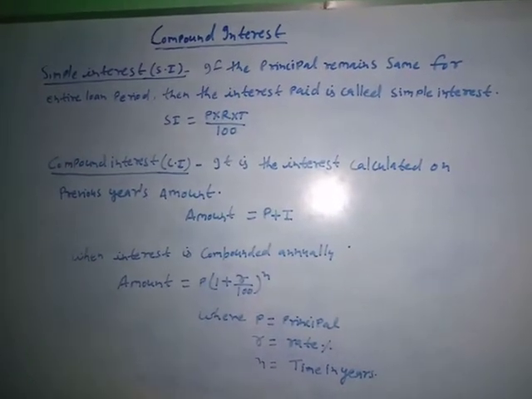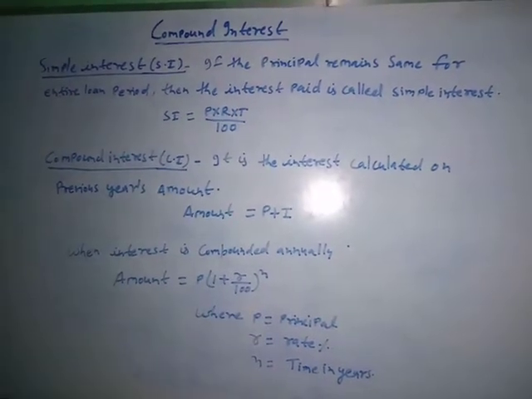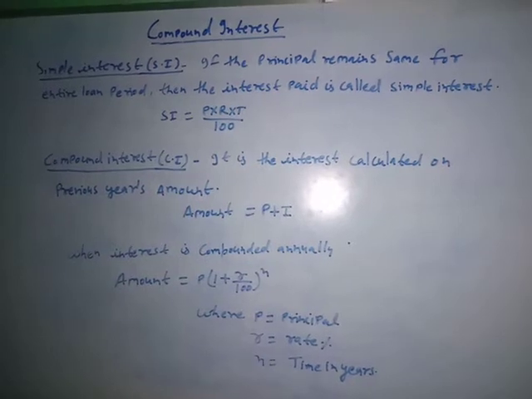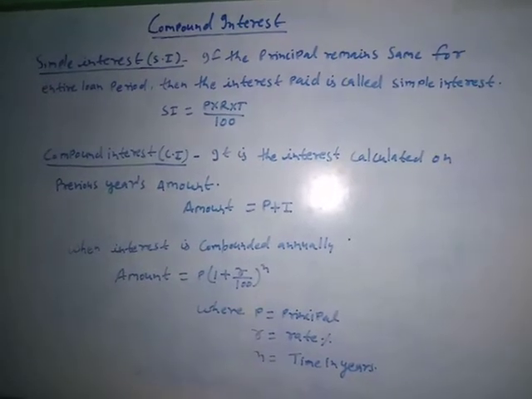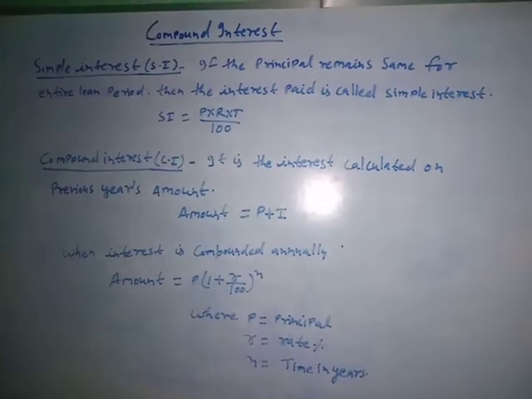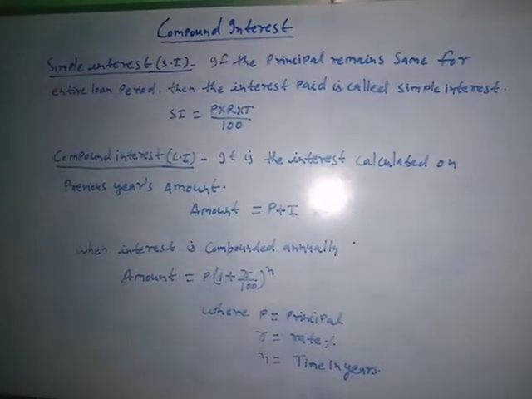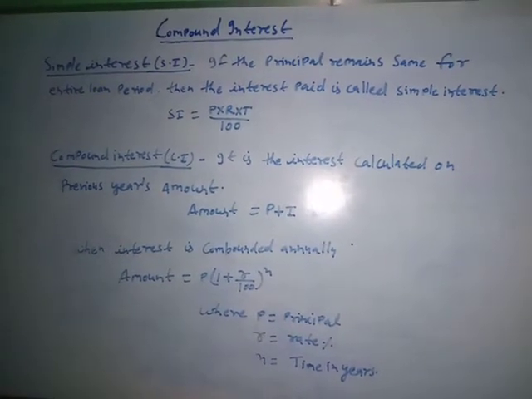If the principal remains the same for the entire loan period, then the interest paid is called simple interest. That means simple interest is always the same in all years, and as we know, SI equals P into R into T by 100.